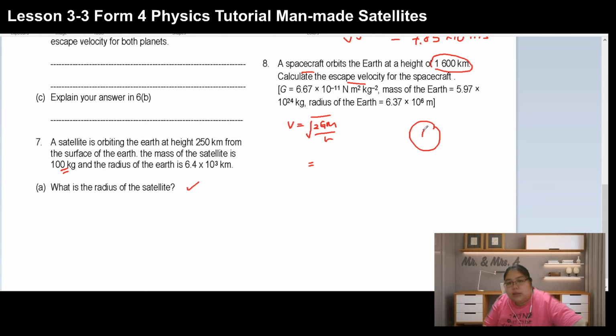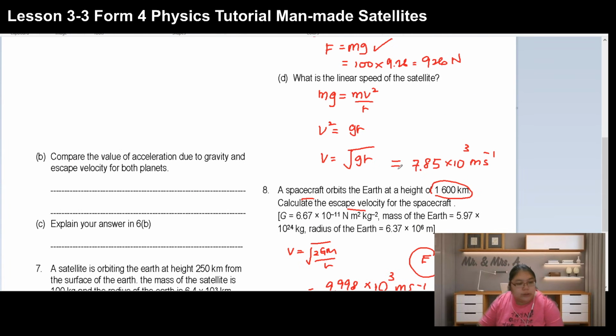This one is the Earth, and the spacecraft is here. The spacecraft is at a distance of 1600 kilometer, so you need to add the radius of the Earth. The final answer should be 9.998 times 10 to the power of 3 m s^-1. So this is the number 8 answer.